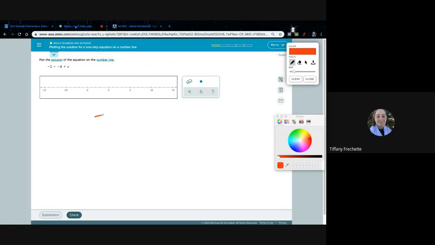All right, so this next one we have negative 2 equals negative 6 plus v. And again, we have two sides of our equal sign here.